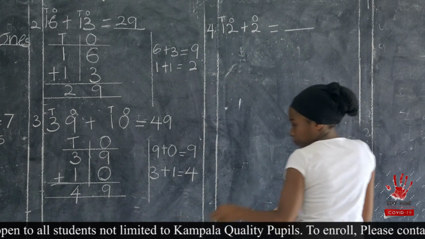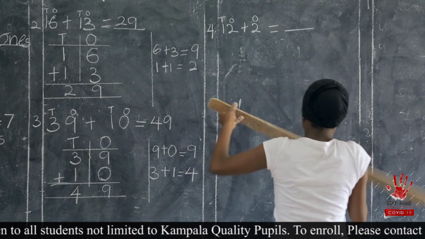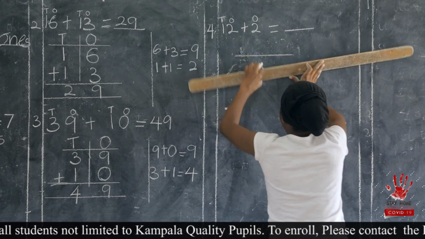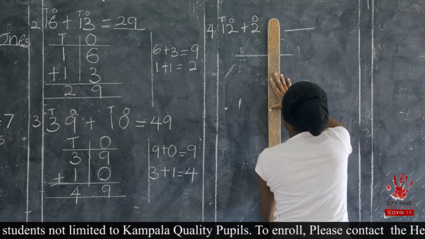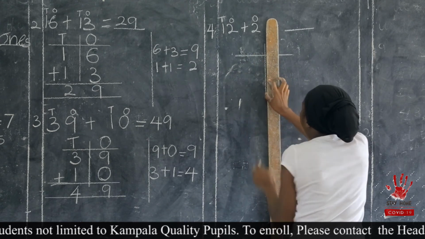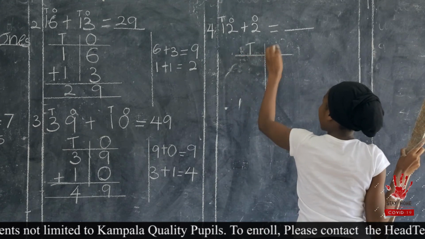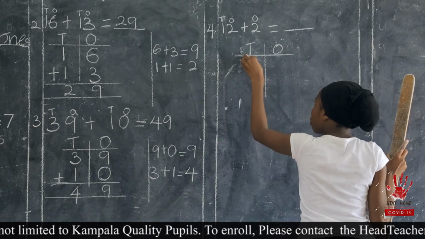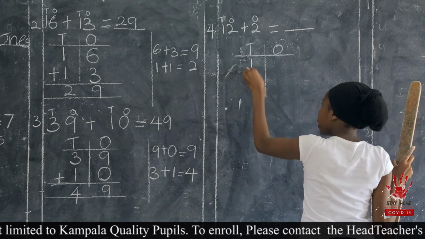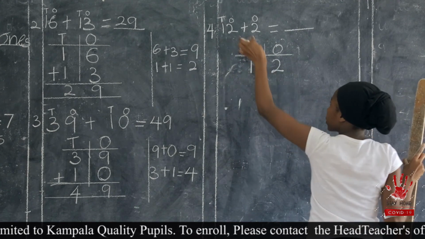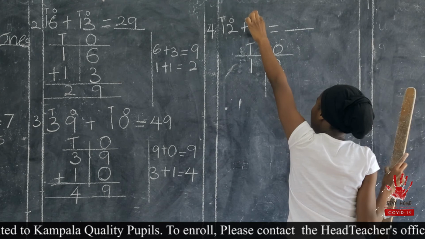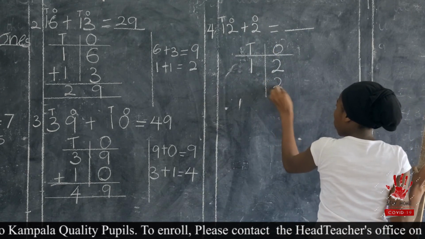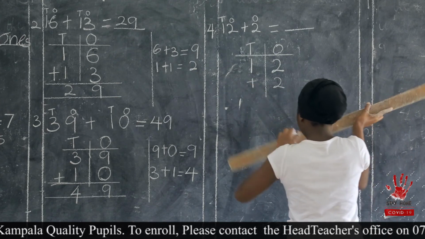I'll arrange them vertically. I have tens and ones. So I'll pick the number the way it is, 12, the 1 under tens and the 2 under ones. And I pick my next number, which is 2. In which place value is it? It's under ones. So you add.